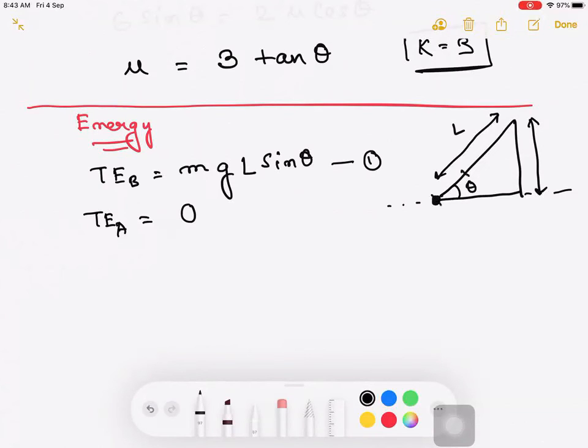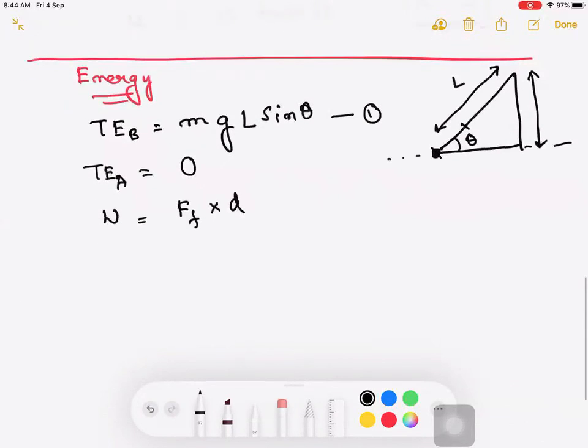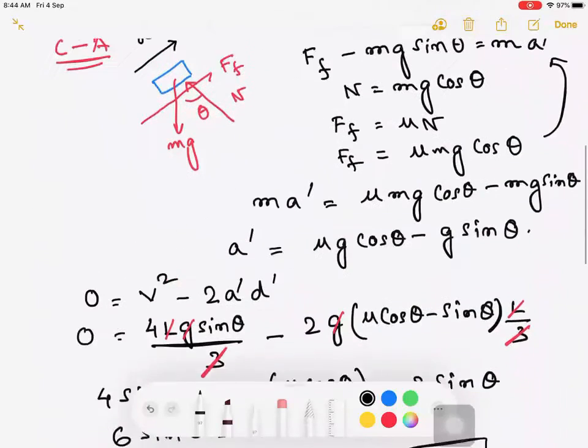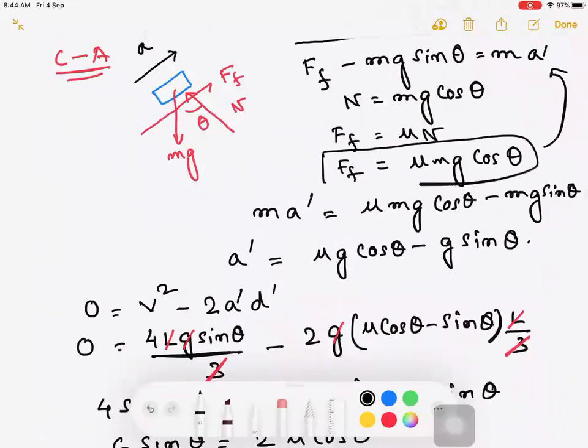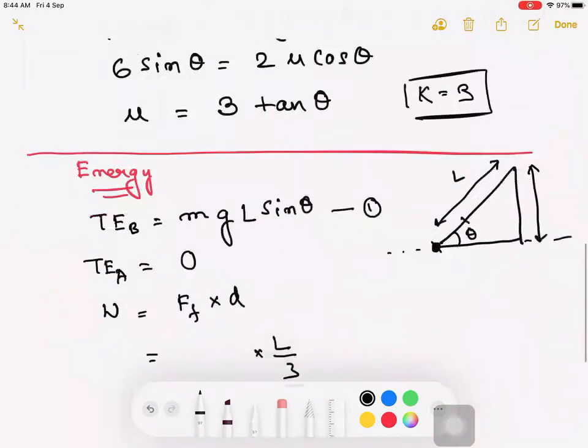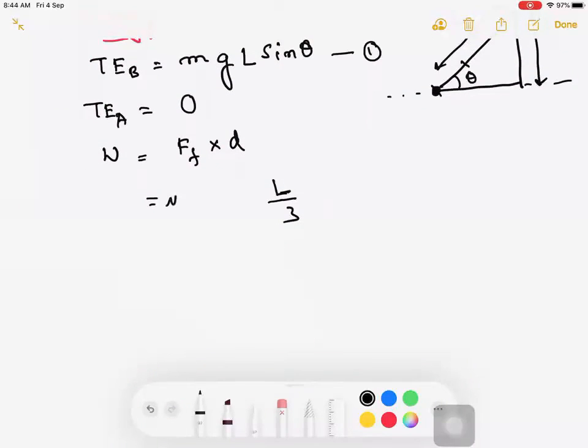Now, what is the dissipative work? The dissipative work, let's write this as W, must be equal to the frictional force multiplied by the distance that was moved along the rough surface. Now, what is the distance moved? The distance moved is L by 3. And what is the frictional force? It is clearly seen from here. You can once again draw the free body diagram, but the amount of work done can be easily found. So you can simply write the frictional force as mu mg cos theta.